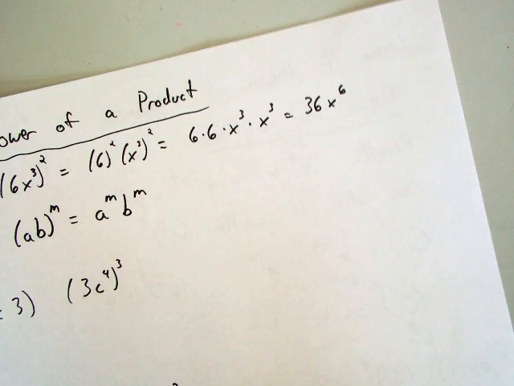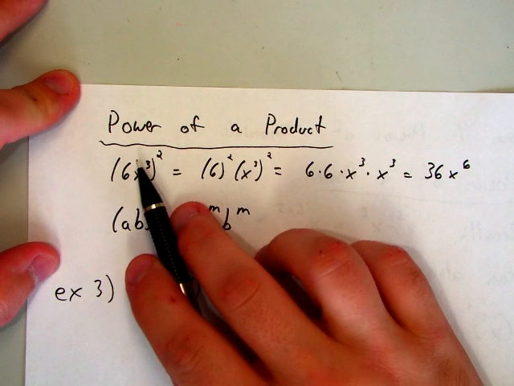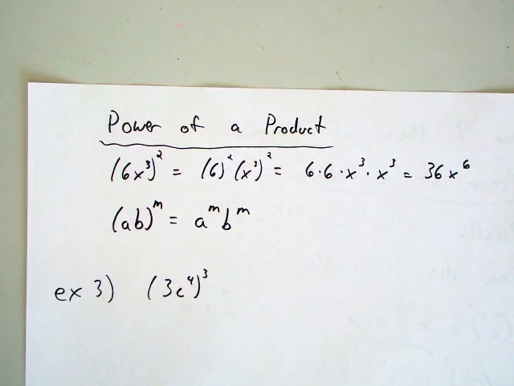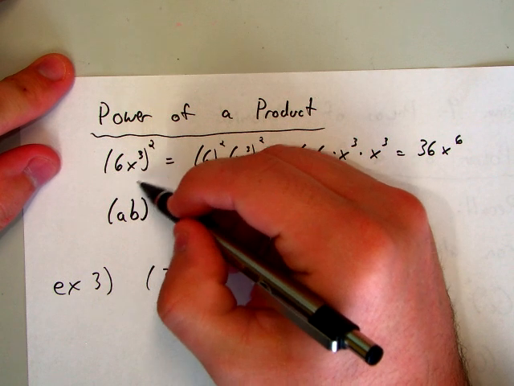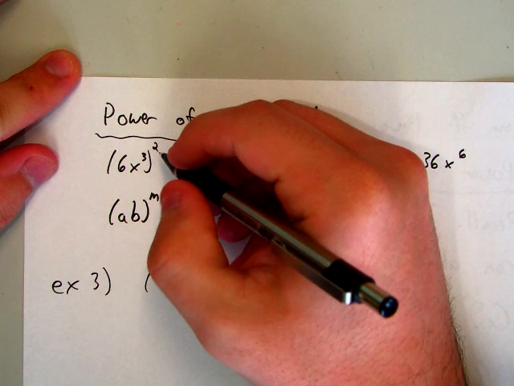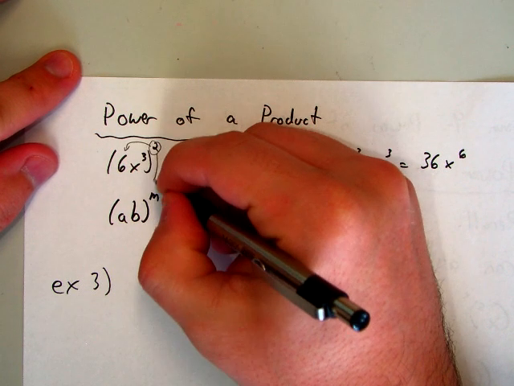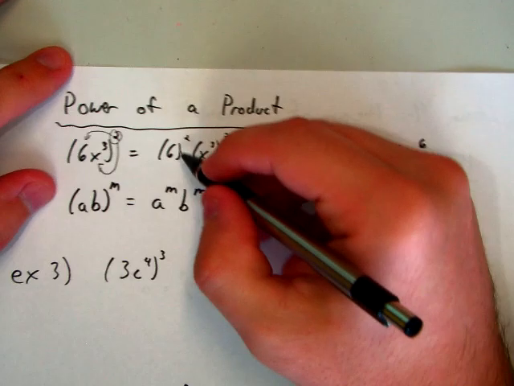All right, let's make things just a little bit more difficult now, because now we have kind of a bigger base. This whole thing now, 6x to the 3rd, is a new base. But if we have this product inside the parentheses, and then that whole thing raised to an exponent, this exponent is kind of like the distributive property. So this exponent gets applied to the 6 and to the x to the 3rd.